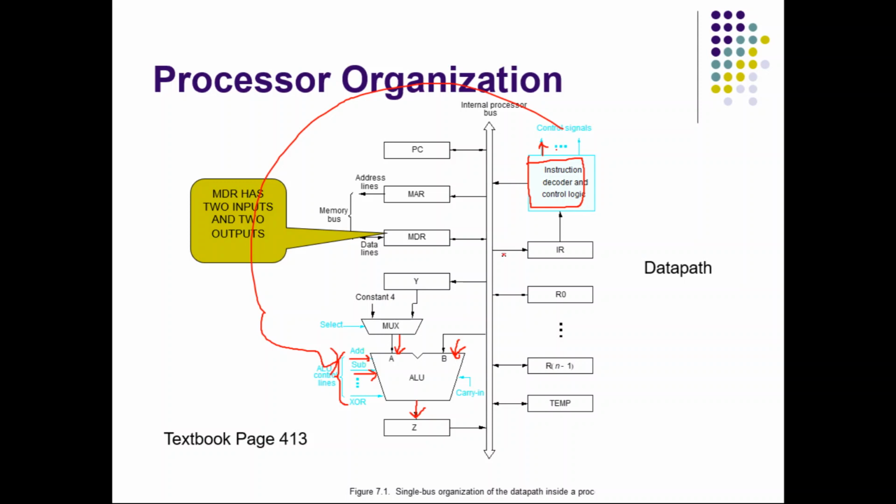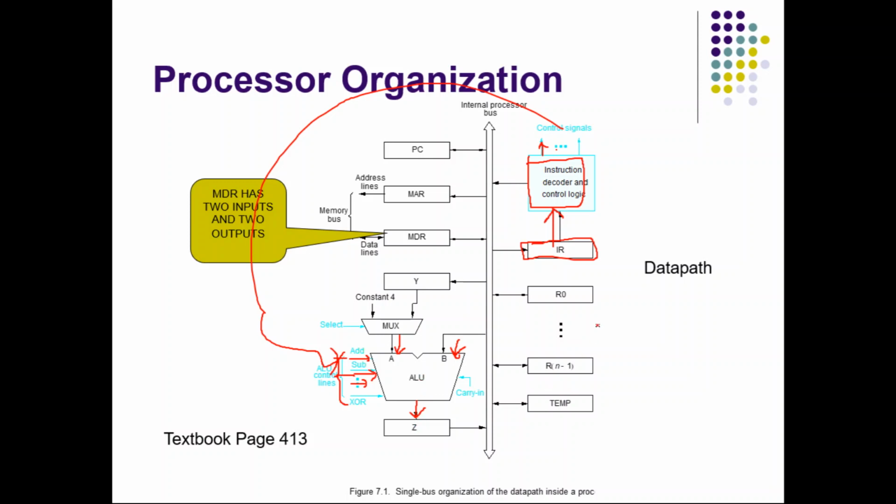Normally, the PC will hold the address of the next instruction, and the instruction will be loaded into the IR, the instruction register. The instruction present in the instruction register will be decoded by this decoder logic, which then understands what operation should be performed, and accordingly the appropriate control line will be activated. If it is an add operation, the add line will be activated. If it is subtract, then subtract will be activated. If it is divide, divide will be activated, and so on. Then the ALU will perform the operation and store the result in Z.